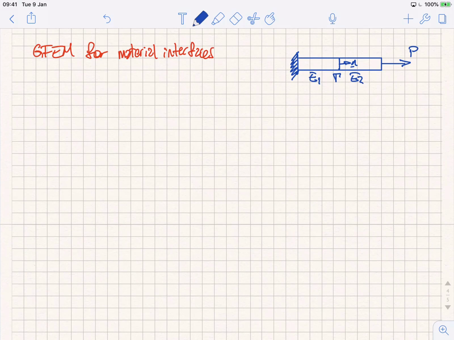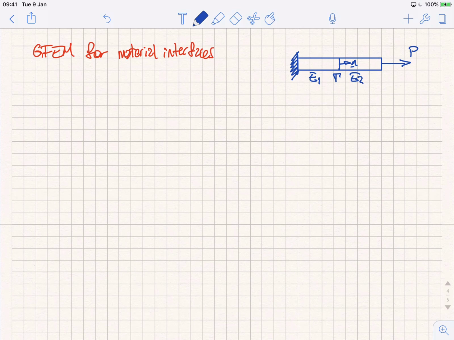So in this course, we're going to look at the generalized finite element method for material interfaces. We're going to start looking at this problem from a 1D point of view. So you see on your right, you have a bar. You know a bar element as from the advanced FEM class.